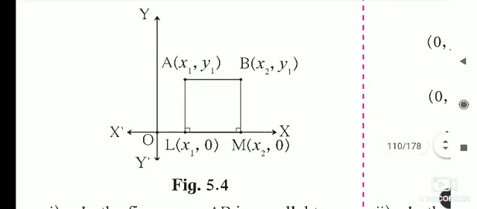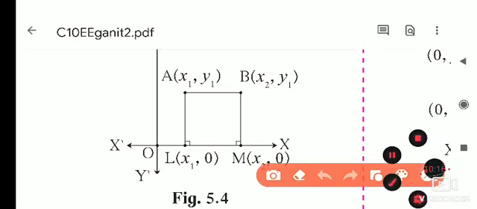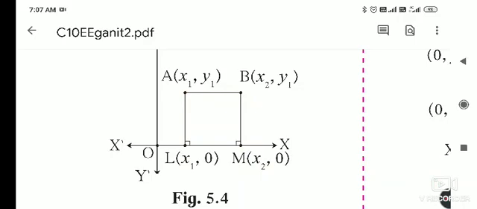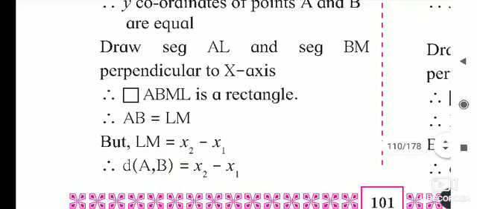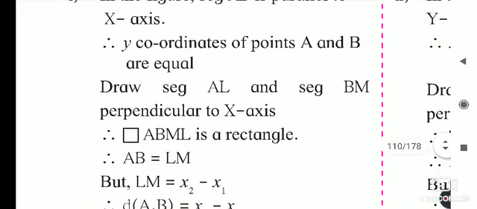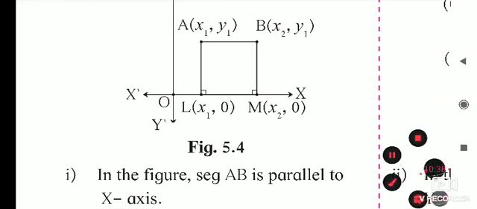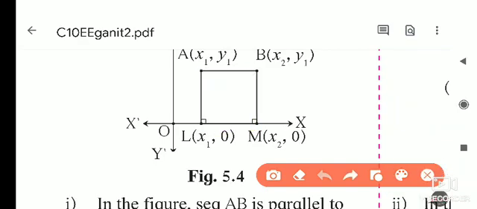What we have to do here is draw the perpendicular from point A and from point B to the axis, that is, AL is perpendicular to xx dash, and BM is perpendicular to the x-axis. Next, this quadrilateral ABML, this is the quadrilateral, and this quadrilateral is a rectangle. Yes, this is a rectangle.